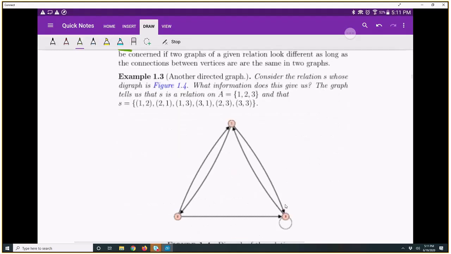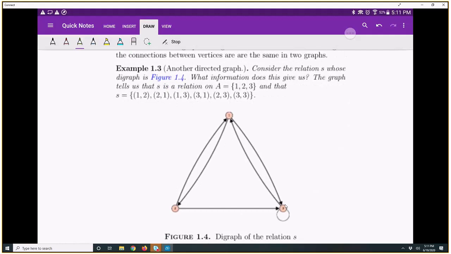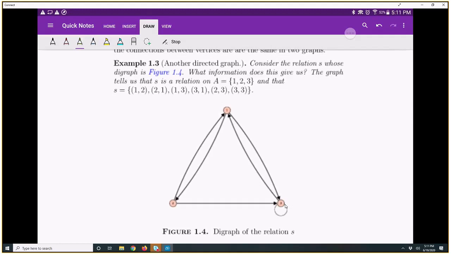So let's look at another directed graph. Consider the relation S, whose graph is as pictured in figure 1.4. What information does the picture give us? Well, first of all, right away, we can tell that the set A, on which we formed the relation S, consists of 1, 2, and 3, because these are 1, 2, and 3. It was a little blurry, so I just filled them in, but this is vertex 1, vertex 2, and vertex 3. So the set A should be 1, 2, 3.